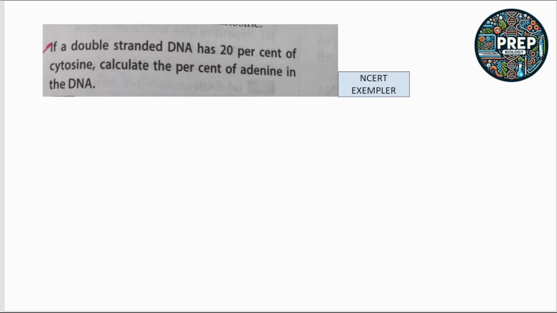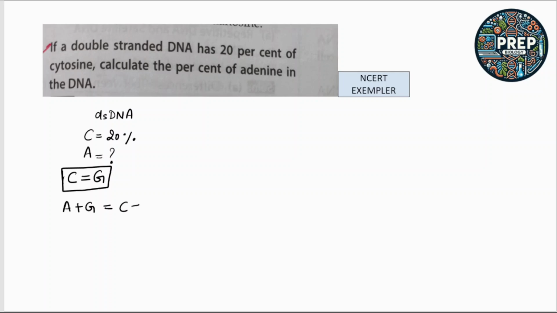So the first question is: if the double-stranded DNA has 20% of cytosine, calculate the percent of adenine in the DNA. So in the double-stranded DNA, 20% cytosine is given, and we have to calculate the adenine amount. According to Chargaff's rule, we know that the number of cytosine is equal to the number of guanine. Also, purines are equal to pyrimidines.